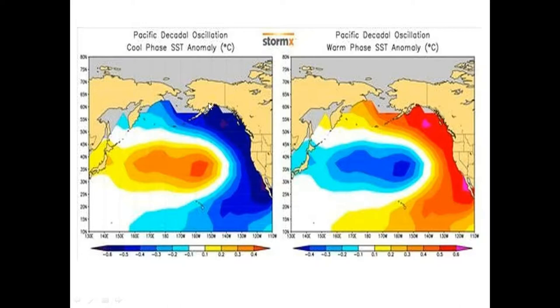In the cool phase, it's cool water temperatures off the coast of North America. So that's the easiest way to remember: if the water temperature off North America is cool, it's in the cool or negative phase. If it's warm, it's in the warm or positive phase. The simplest way to remember it. So that's what the PDO looks like from a sea surface temperature aspect.